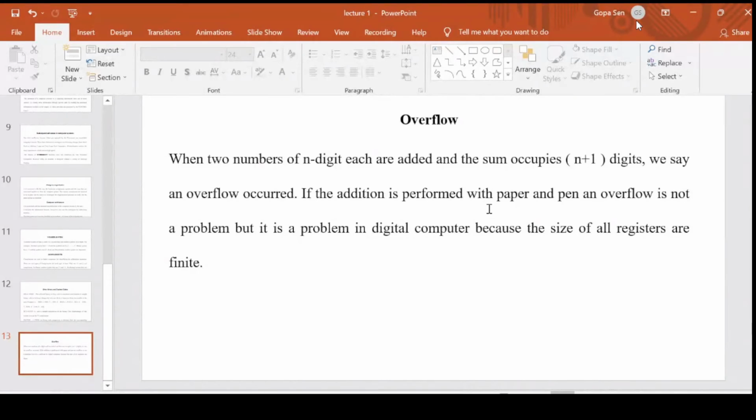If the addition is performed with paper and pen, there is no problem. But in case of a digital computer, because the size of all registers is fixed, there is a problem of overflow. So we will have to take care of this problem of overflow also.